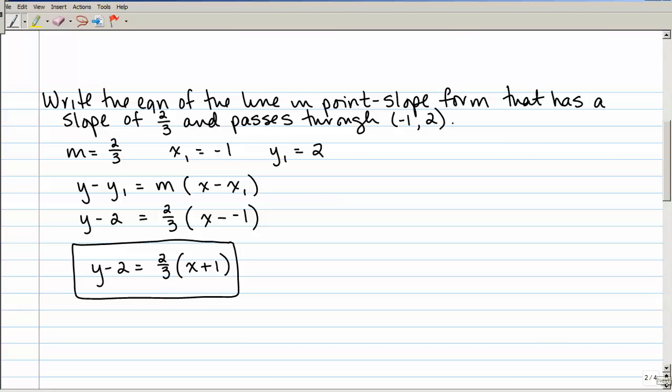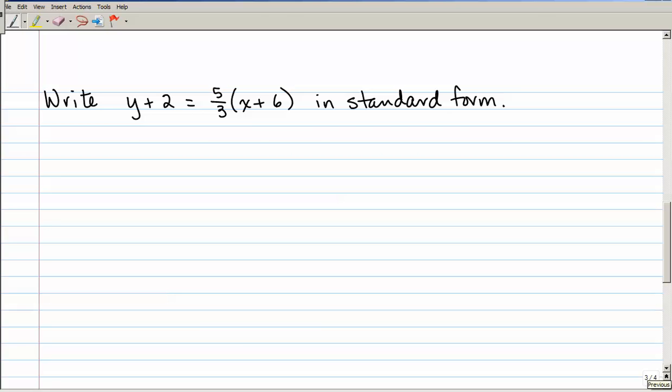Let's take a look at another example. Here we're given an equation of a line in point-slope form, and we need to put it into standard form. This says write y plus 2 equals 5/3 times the quantity x plus 6 in standard form. Now recall that standard form is ax plus by equals c, and we can't have any fractions or decimals, and a has to be a positive number.